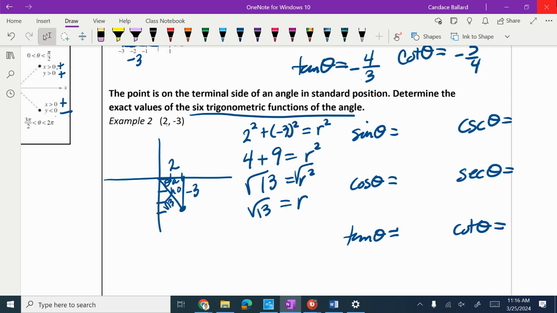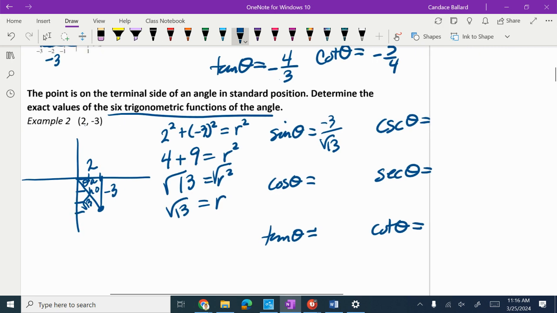So what did we get for sine? What over what? Good. Before I rationalize that, I would probably do the cosecant flip, right? Square root of 13 over 3. Just make sure negative is somewhere. All right, I have to rationalize this, so I get negative 3 square root of 13 over 13. And I know Delta Math says something about making sure that you have rational numbers in the bottom. That means make sure that there's not a radical in the denominator.